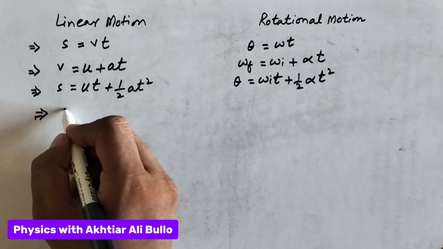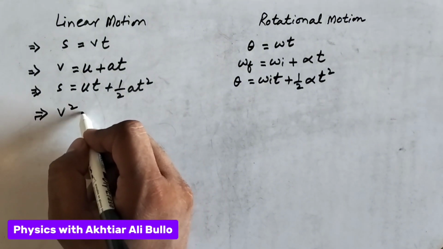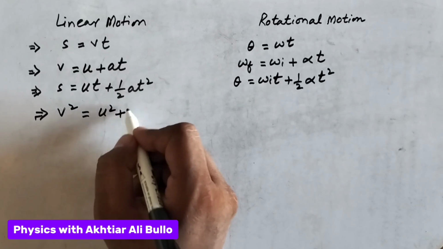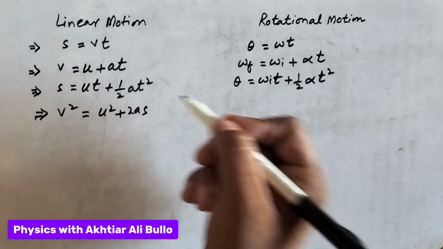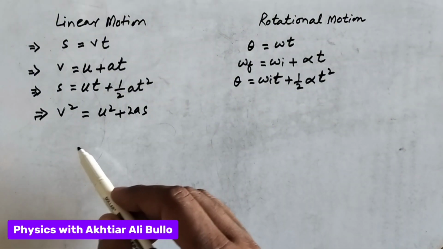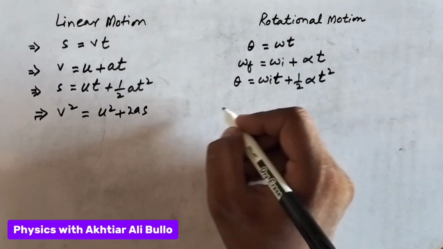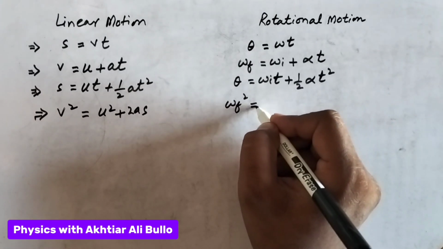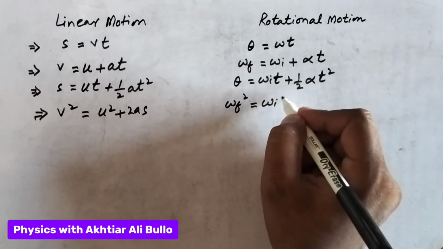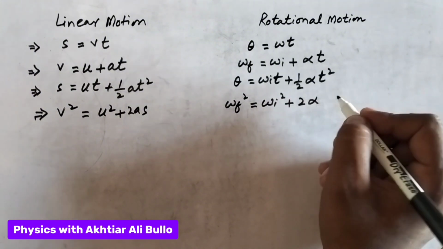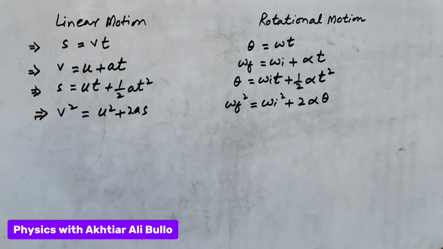The third equation is v square is equal to u square plus 2as. So the third equation in rotational motion will be omega f square is equal to omega i square plus 2 into alpha into theta.